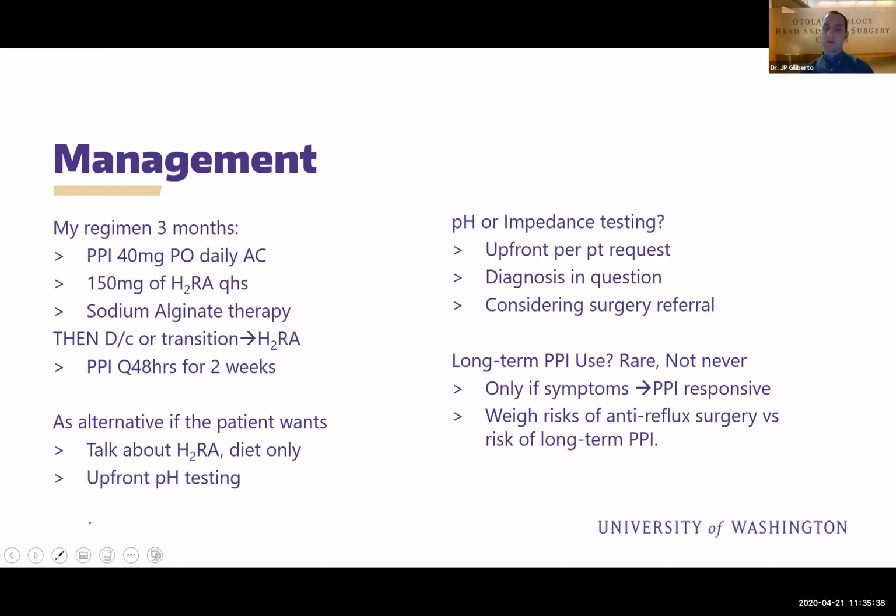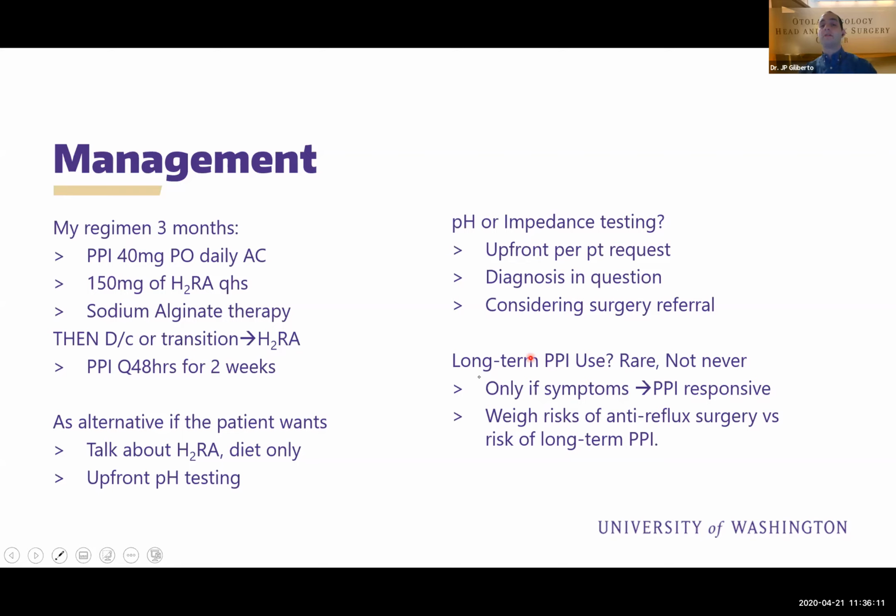Obviously pH testing is a whole other lecture about the different kinds, but there is some data from Tom Carroll in Boston that this may actually be more cost effective if you can get people to sign up for a nose hose for 24 hours. I will consider pH or impedance testing upfront if the patient requests, if I'm concerned about the diagnosis or if it's in question, or if we're considering an anti-reflux surgery referral to help speed the process along.